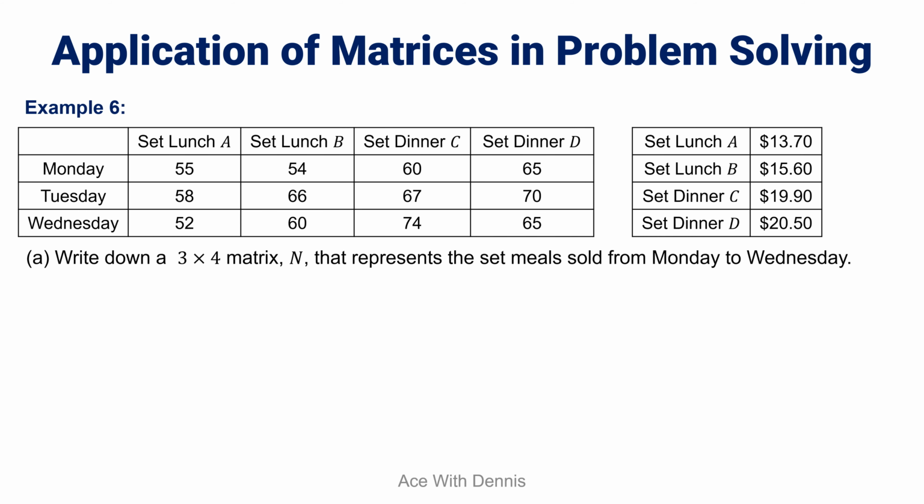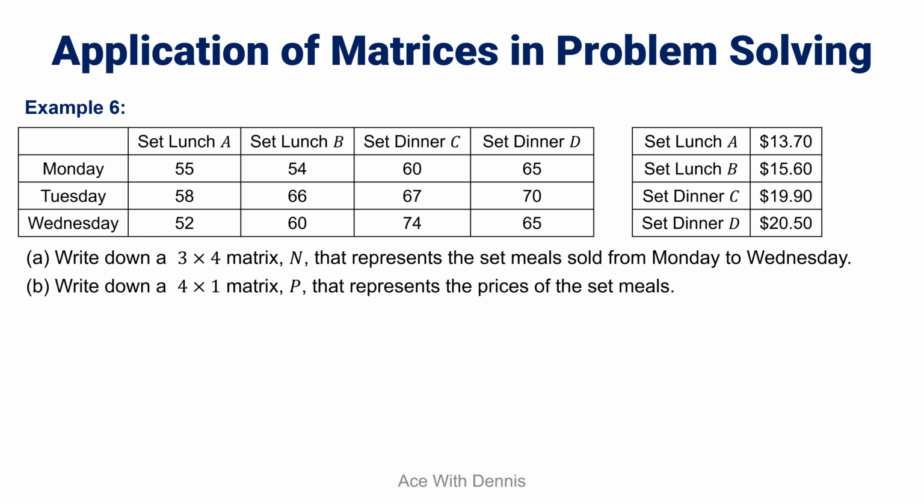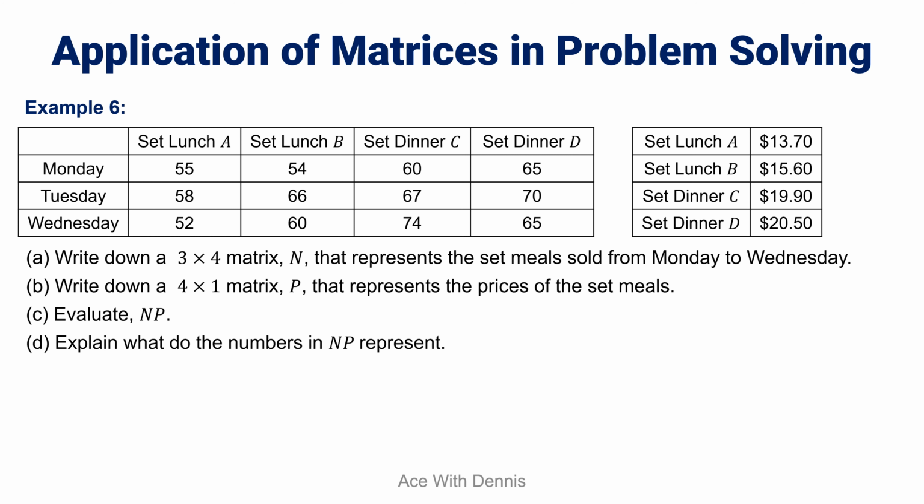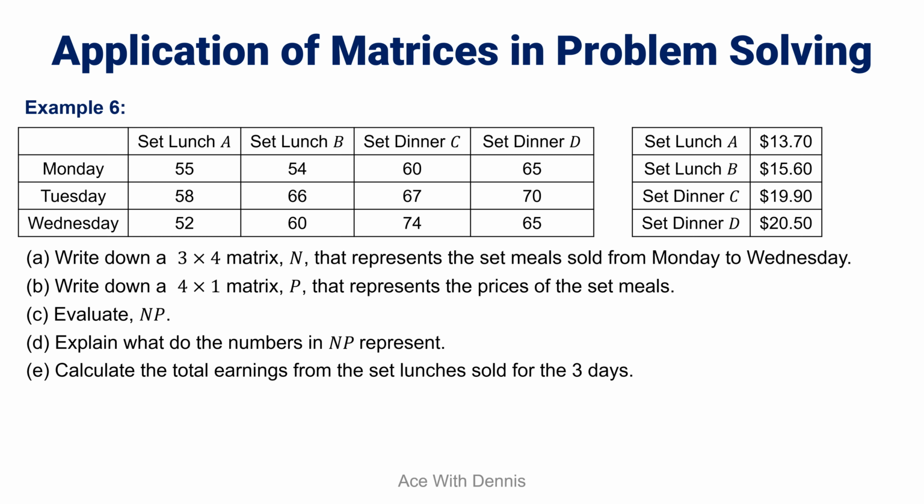Here is the question. A. Write down a 3 times 4 matrix N that represents the set meals sold from Monday to Wednesday. B. Write down a 4 times 1 matrix P that represents the prices of set meals. C. Evaluate matrix N times matrix P. D. Explain what the numbers in matrix N times matrix P represent. E. Calculate the total earnings from the set lunches sold for the 3 days.